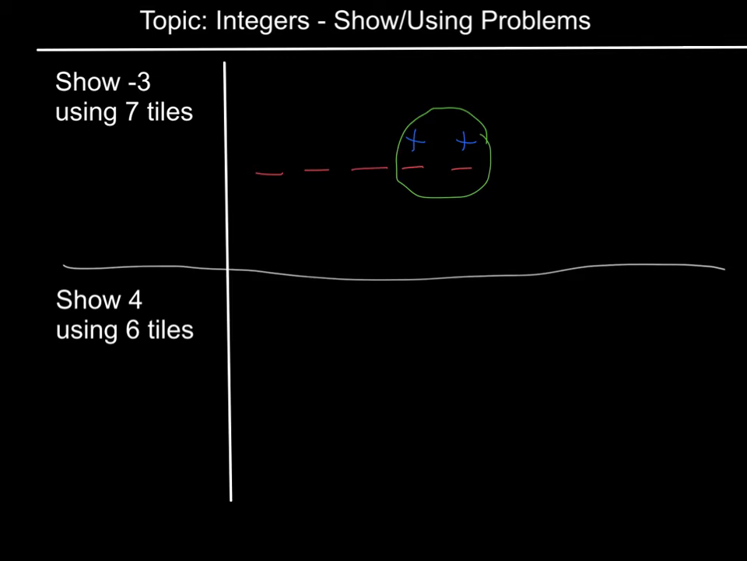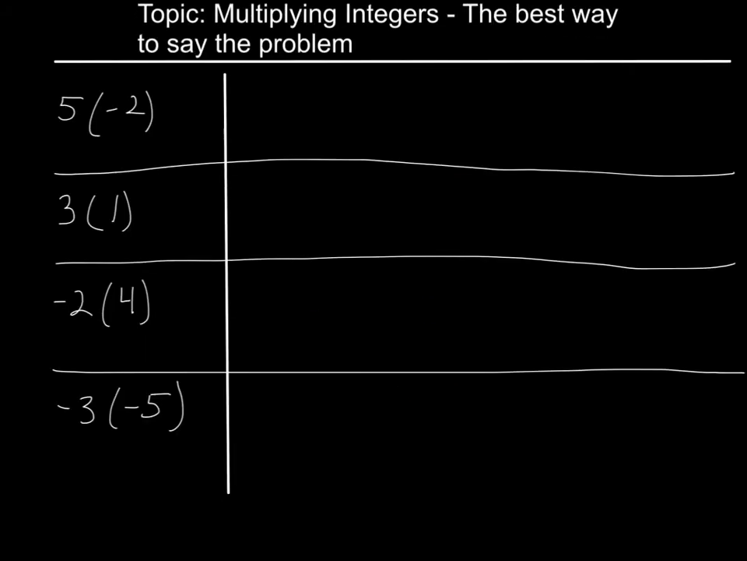So I'm going to do the same thing here, or a similar thing here. This time it tells me to show 4. So I start with 4, 1, 2, 3, 4. I always want to keep my 4, but now they tell me to use 6 tiles total, which means I need to add 2 more tiles here. I add them a 0 pair, so there's 1, and there's 2. This equals 0, and so that is showing 4 using 6 tiles. Okay, let's take a look at the next slide.